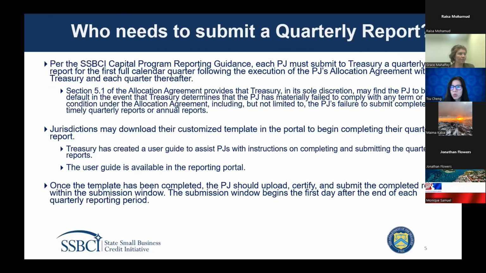We'll move on to the next slide on who needs to submit a quarterly report. Jurisdictions must submit to Treasury a quarterly report for the first full calendar quarter following your signed allocation agreement with Treasury. So for jurisdictions that sign the allocation agreement in Q4 of 2023, your first quarterly reporting requirement starts in Q1. And for jurisdictions that sign the allocation agreement in Q1, you will not need to submit your quarterly report until the second quarter. The Q1 templates are currently available in the portal for download for all jurisdictions that are required to submit by April 30th.